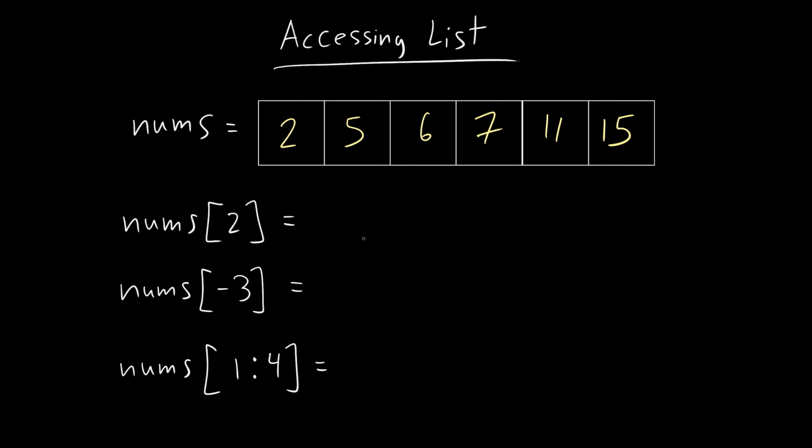Using the information from before, what will we get if we access the index 2 of nums? Well, let's see, 0, 1, 2. So we would get 6. However, what about -3? How does that work?